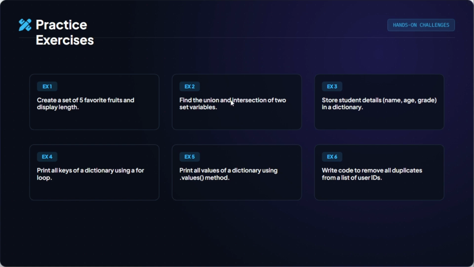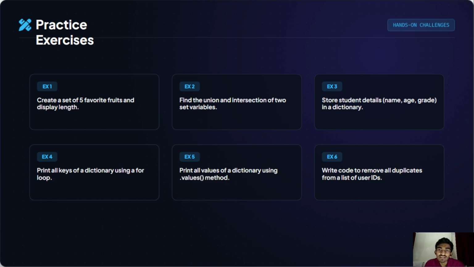After that, you need to create two sets and perform union, intersection, difference, and symmetric difference. After that, you need to create a dictionary containing name, age, and details. Another question is to print all the keys of a dictionary using a for loop. For that, we can use dot keys. After that, we need to print only the values. For that, dot values. And at last, we are given a list of user IDs. We need to remove the duplicate values using a set.